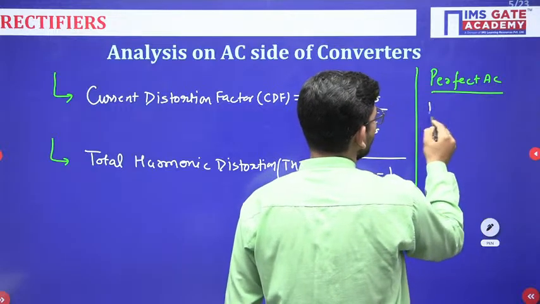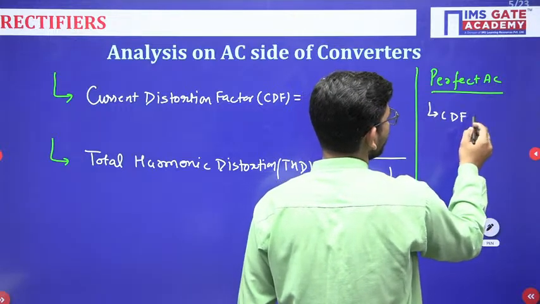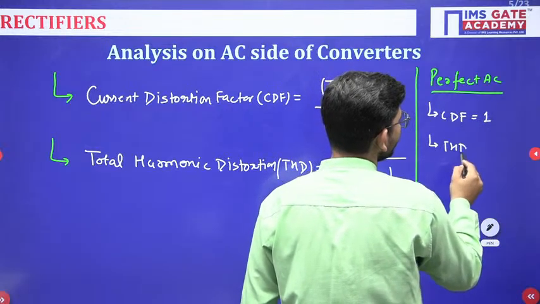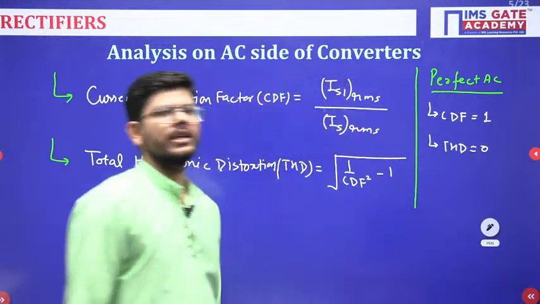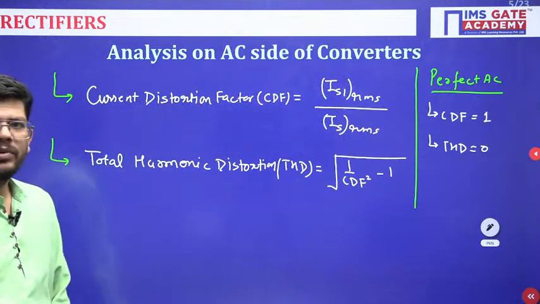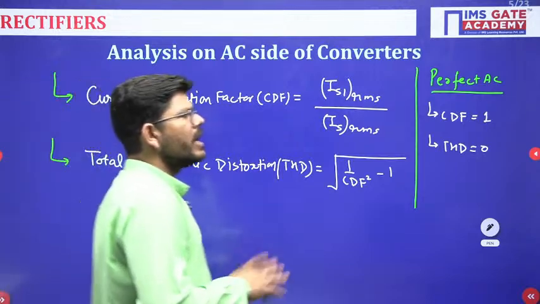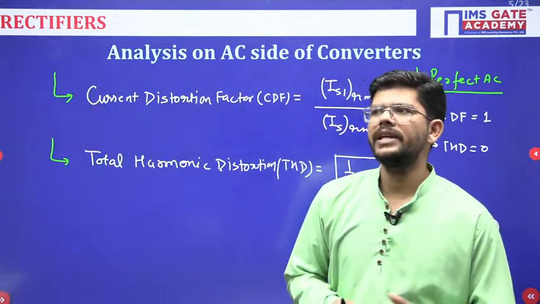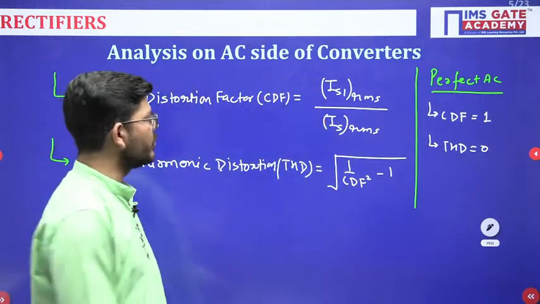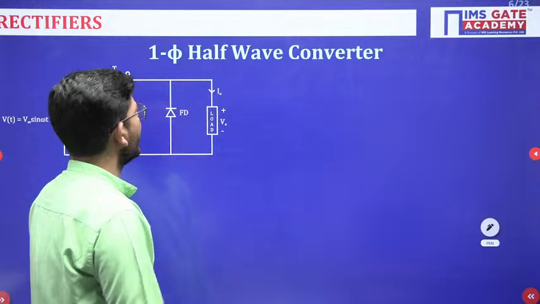what will be the value of CDF? CDF should be equal to 1, and THD should be equal to 0, no harmonic distortion. But if it is a distorted AC, CDF will have a value less than 1 and THD will have a very high value. As per IEEE standard, 5% harmonics are allowed. But ideally there should not be any harmonics. Okay, so this is what we have.